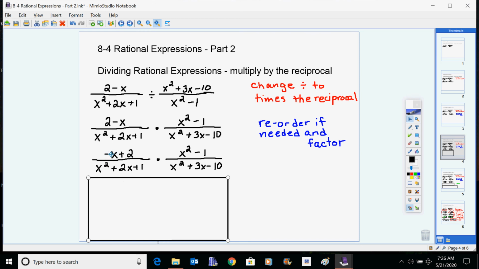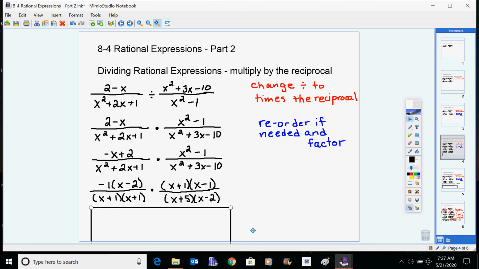Do your factoring. Don't forget if there's a negative, that means it's -1 times x minus 2. Factor this to x plus 1 times x plus 1. This one to x plus 1 times x minus 1. This one to x plus 5 times x minus 2. Then look for things that are going to cancel out. So we factored it. It just took a little bit of space. These factorings, honestly, I hadn't even looked ahead. I did them in my head real quickly because they factored easily. The longest thing that it takes is writing it down.